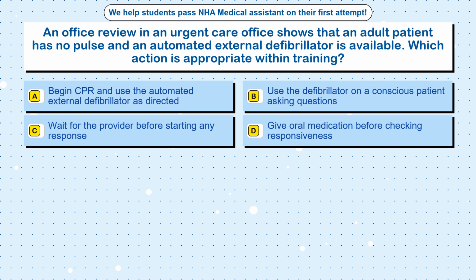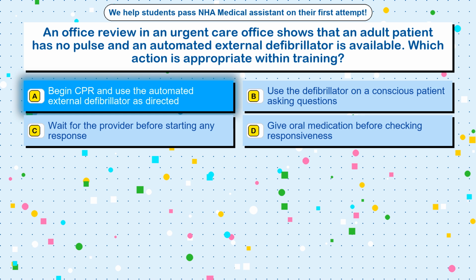Question 89. An office review in an urgent care office shows that an adult patient has no pulse and an automated external defibrillator is available. Which action is appropriate within training? Option A, begin CPR and use the automated external defibrillator as directed. Option B, use the defibrillator on a conscious patient asking questions. Option C, wait for the provider before starting any response. Option D, give oral medication before checking responsiveness.